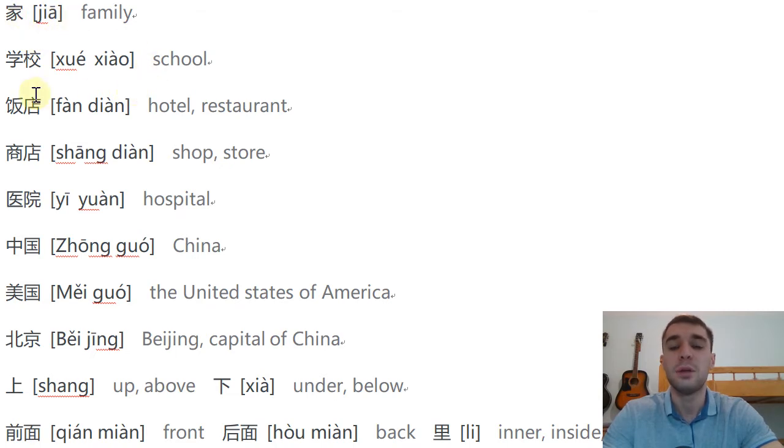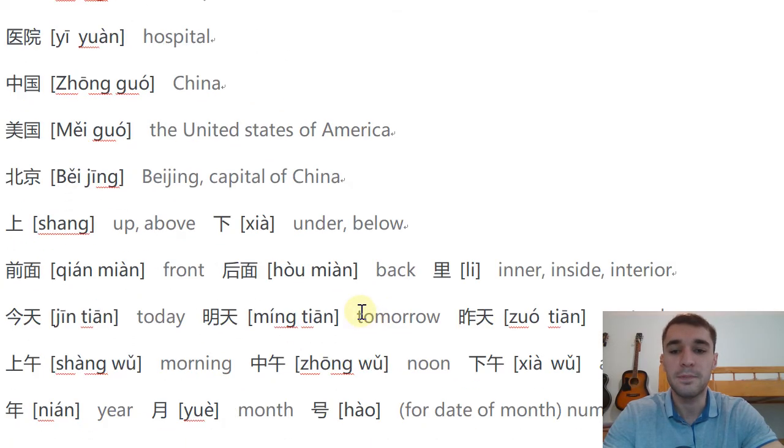家 family, 学校 school, 饭店 hotel restaurant, 商店 shop store, 医院 hospital, 中国 China, 美国 America, 北京 Beijing capital of China, 上 up above, 下 under below, 前面 front, 后面 back, 里 inner inside.